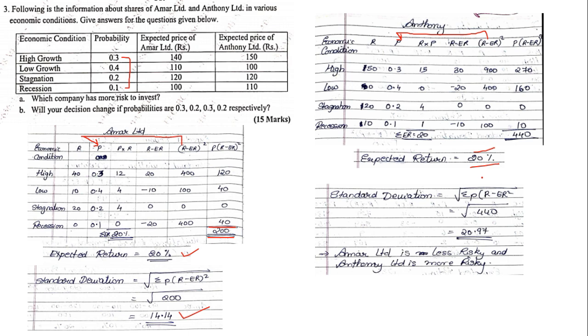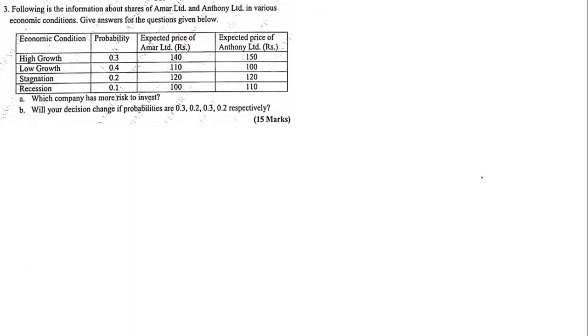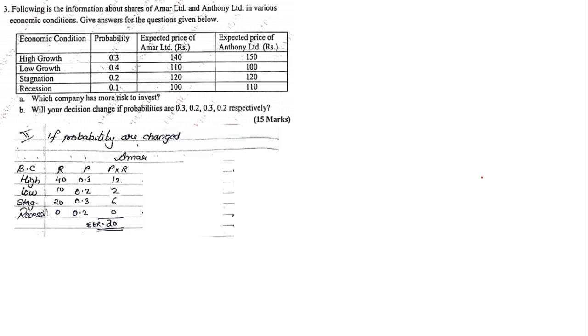Okay, now the second part: will your decision change if the probabilities are changed? Okay, so we are changing the probability, the same sum, you have to redo the entire sum but with the new probabilities. So if probabilities are changed, the rates remain same, 40, 10, 20, 0, the probability will change.